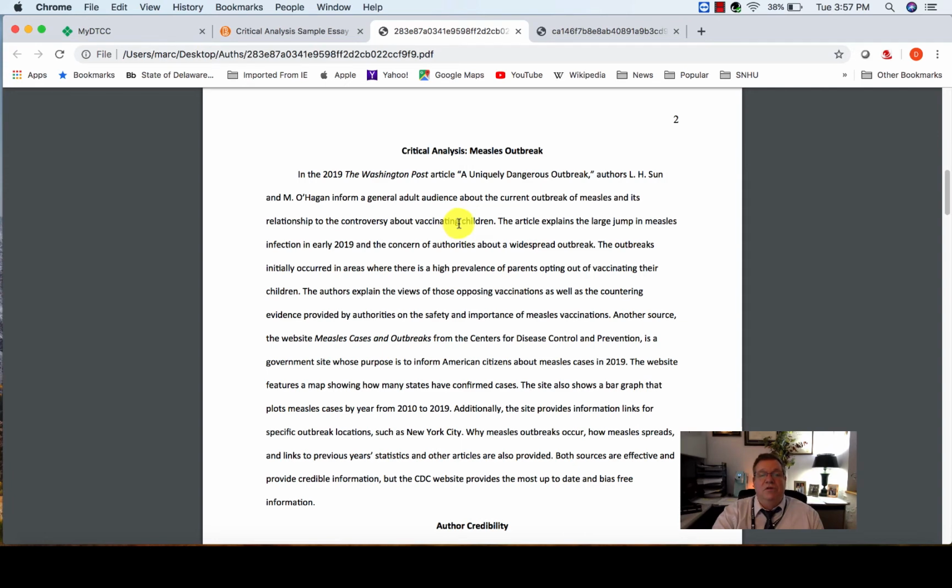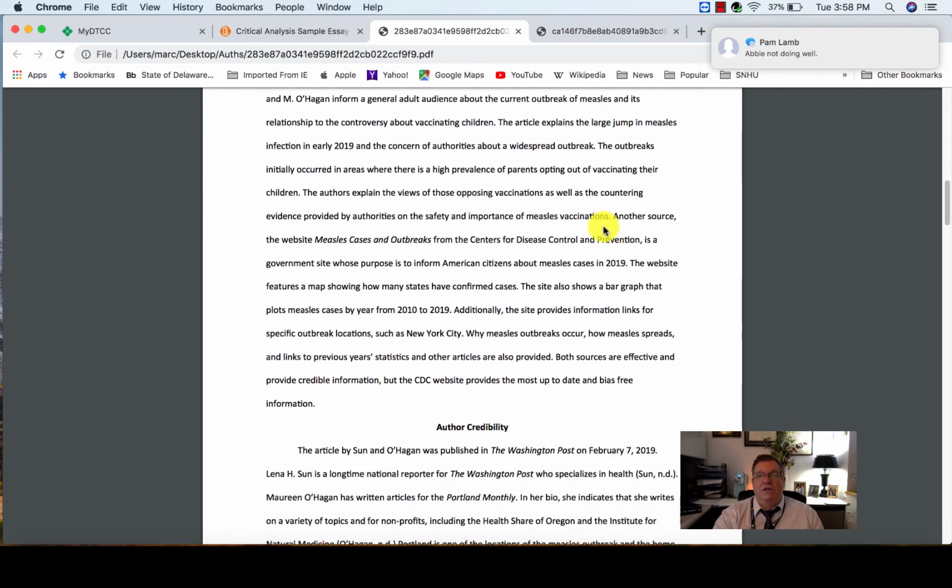Now this goes a little bit further. Here is the summary piece of this. The article explains the large jump in measles infection in early 2019 and the concern of authorities about a widespread outbreak. The outbreaks initially occurred in areas where there is a high prevalence of parents opting out of vaccinating their children. The authors explain the views of those opposing vaccinations as well as the countering evidence provided by authorities on the safety and importance of measles vaccination. So that's the summary, so it's quite short.